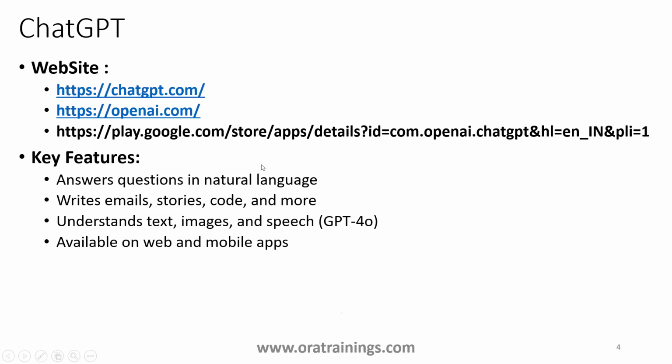Now, how do we get access to it? As an end user or a developer, if you want to use ChatGPT, you can just navigate to the website chatgpt.com. And if you want to install the app, you can go to the Play Store or Apple Store, search for ChatGPT, and install it.